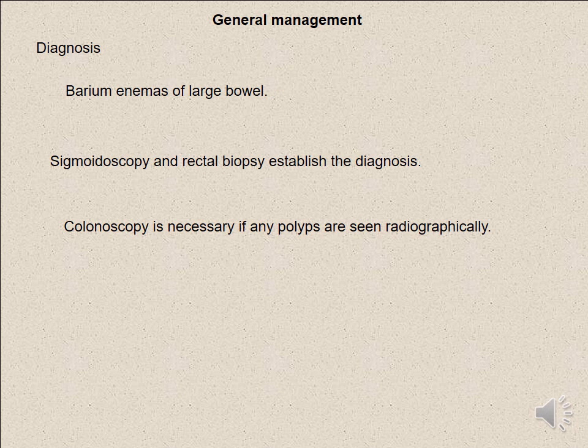How we manage ulcerative colitis starts with the diagnosis. For ulcerative colitis of the large bowel, the most effective test for diagnosis is X-ray by barium enema. And we have sigmoidoscopy and colonoscopy. The sigmoidoscopy and rectal biopsy establish the diagnosis. The colonoscopy is necessary if any polyps are seen radiographically; if the disease reaches the ascending colon and the sigmoidoscopy is not enough, we use colonoscopy.